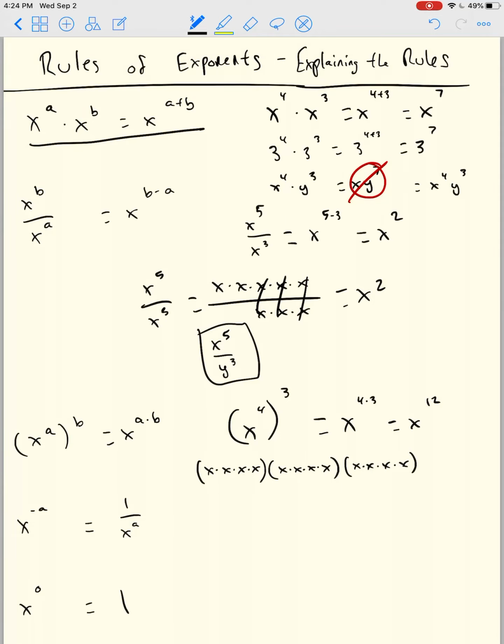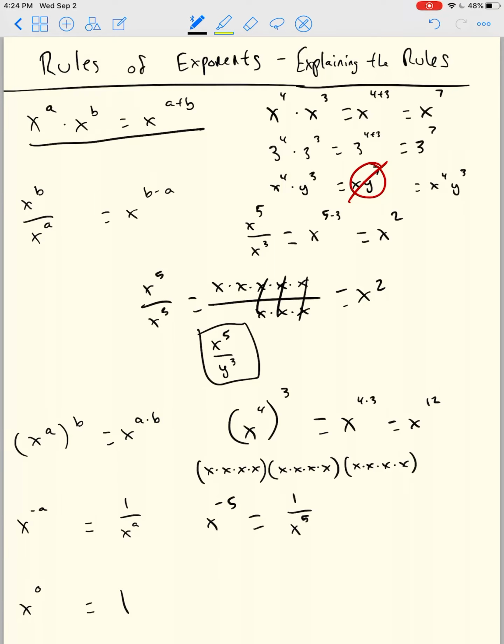The next one's going to be the negative exponent rule. So if I have x to the negative number, say negative 5, that's the same as the flipped, the inverse fraction. So x to the negative 5 is the same as 1 over x to the positive 5.